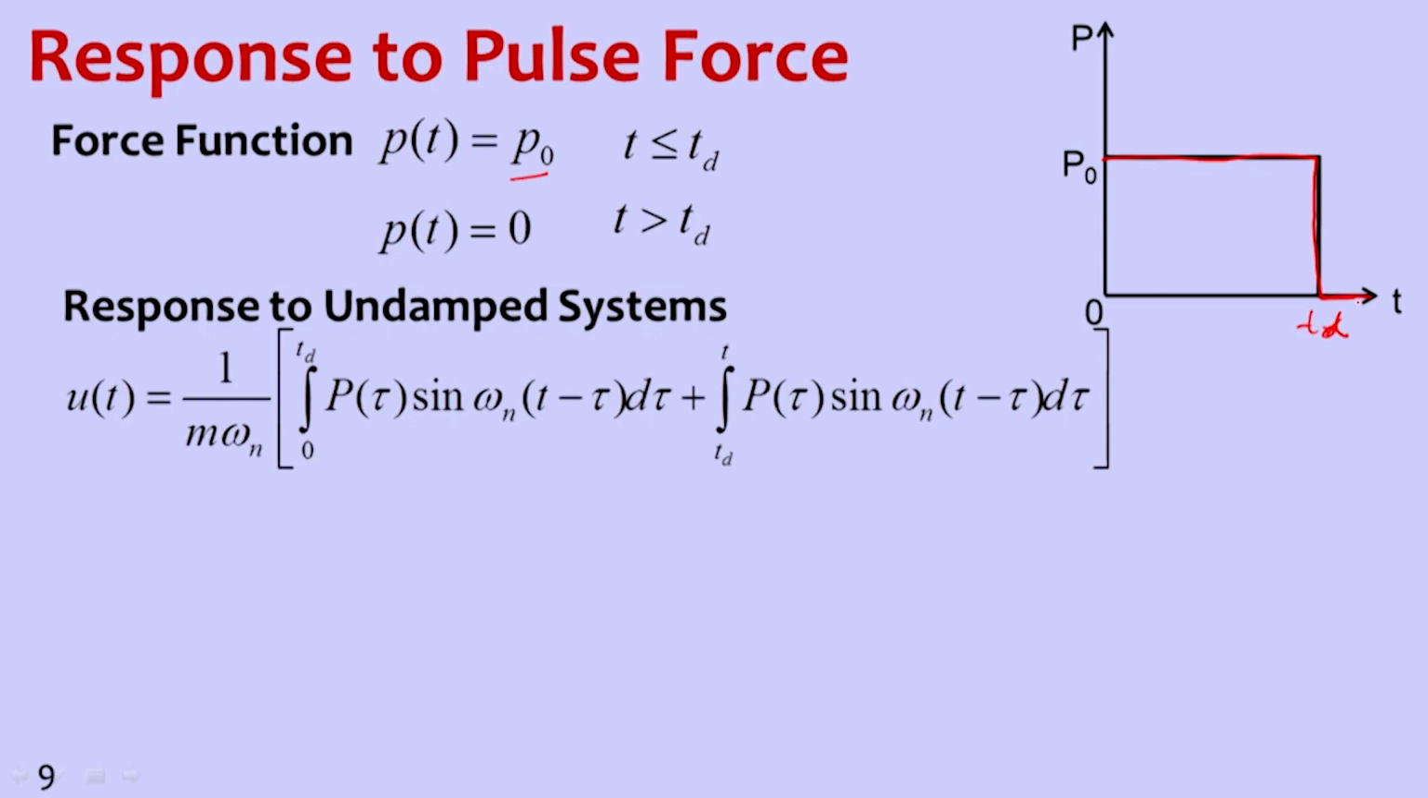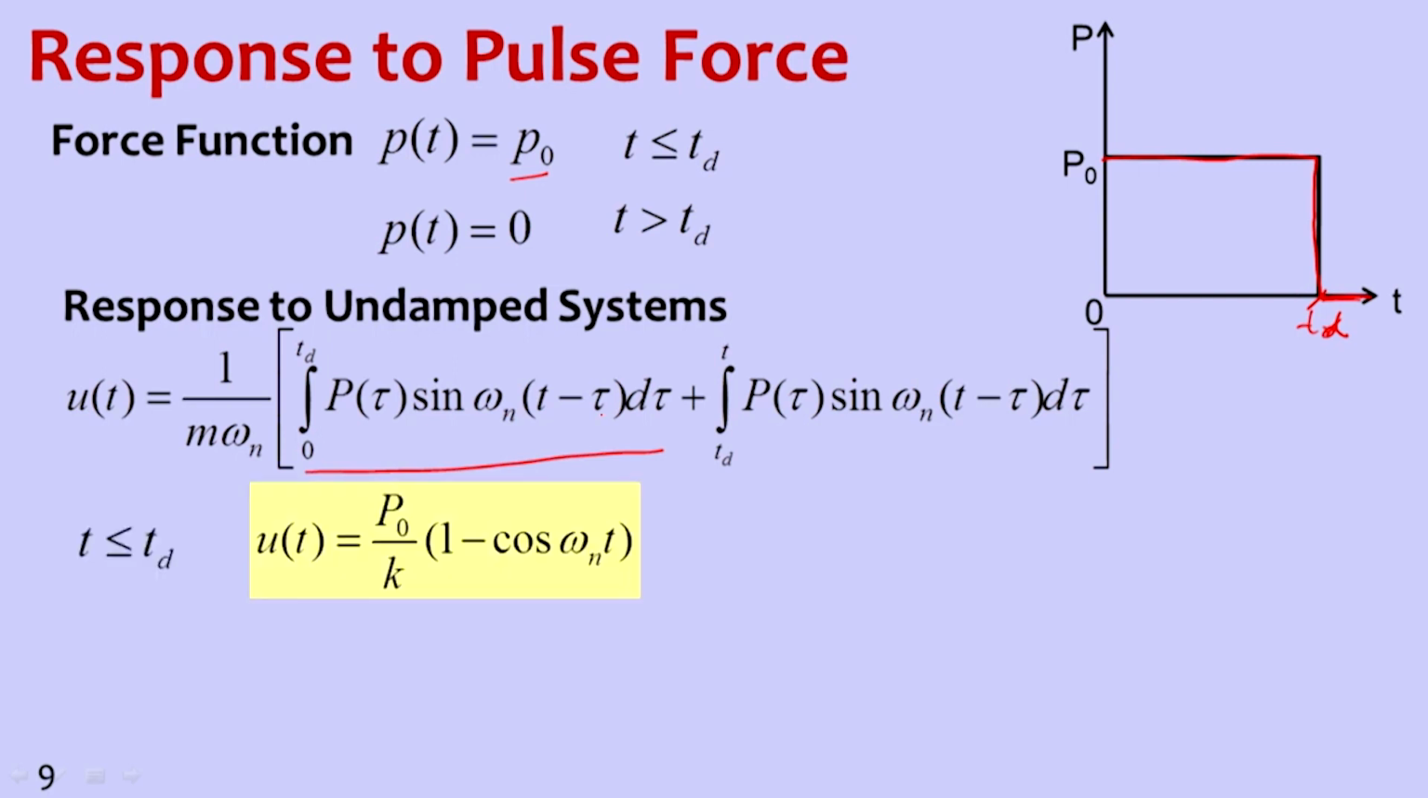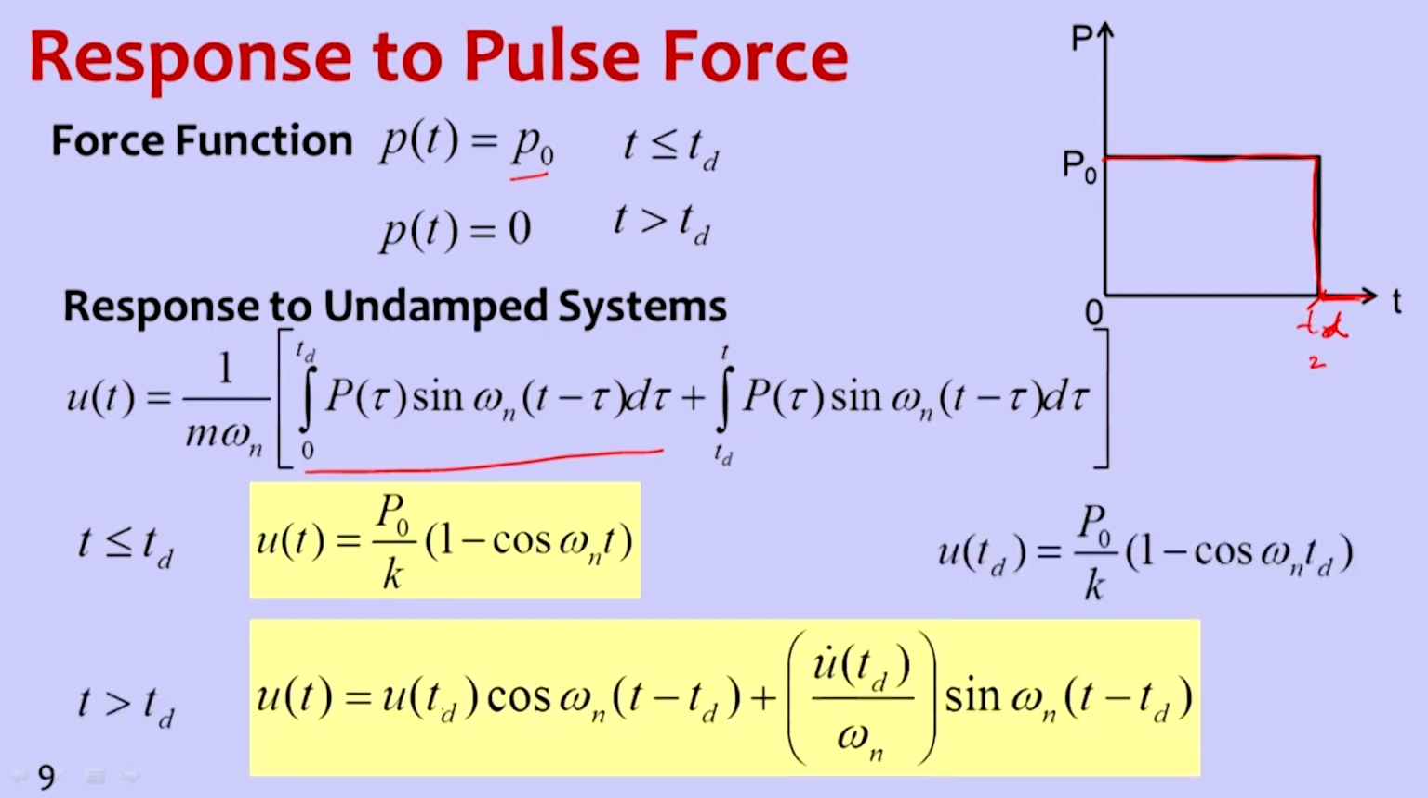Again we come to the response of undamped systems. As you can see here, there are two things. One is up to Td, and the second component starts from Td. So there are two functions: the integral of P(tau) sin omega n (t minus tau) d tau from 0 to Td, and the integral from Td up to any time t. So for any time value less than, say, 2 seconds, the first expression holds good, and beyond that the second holds good.